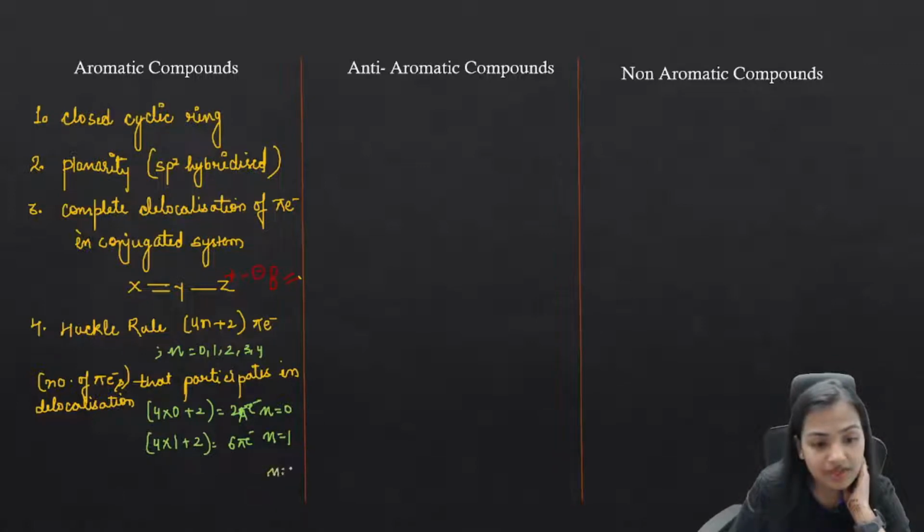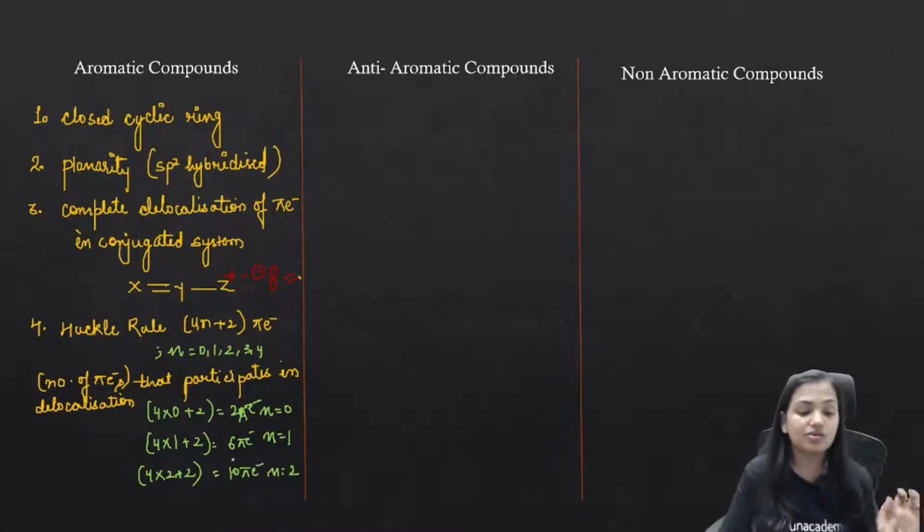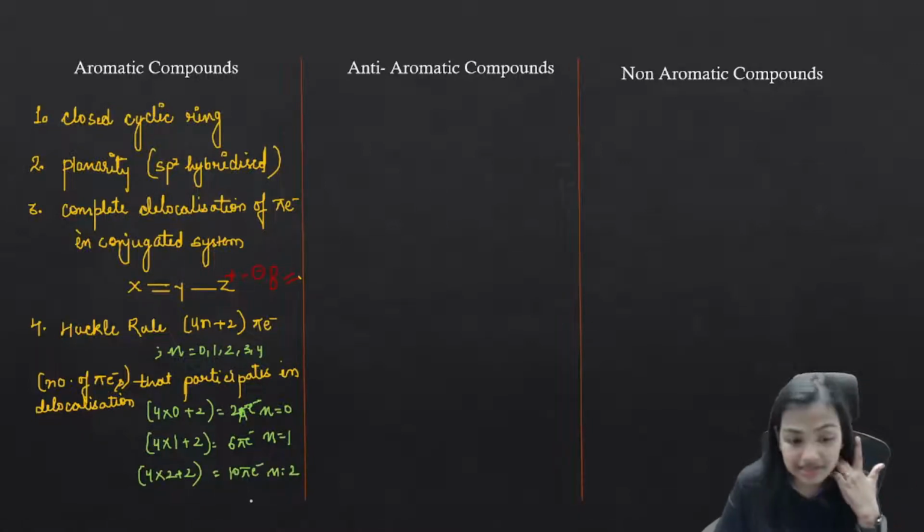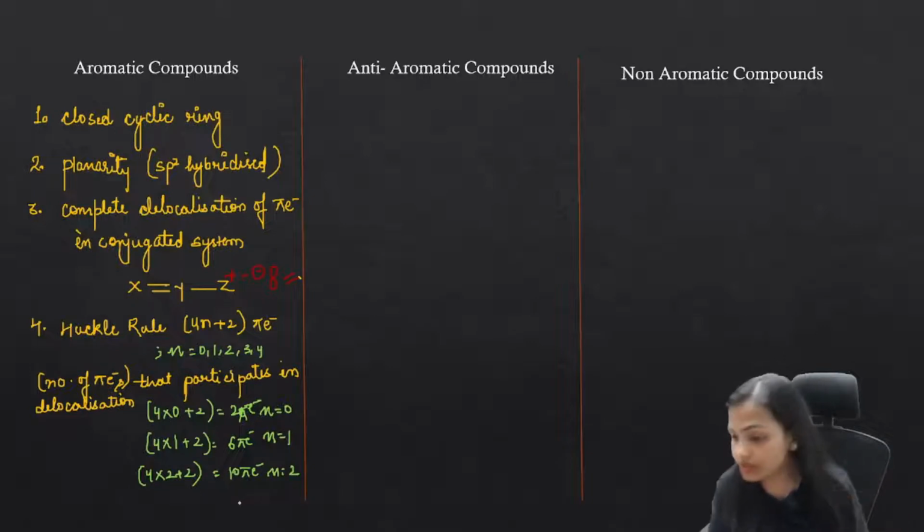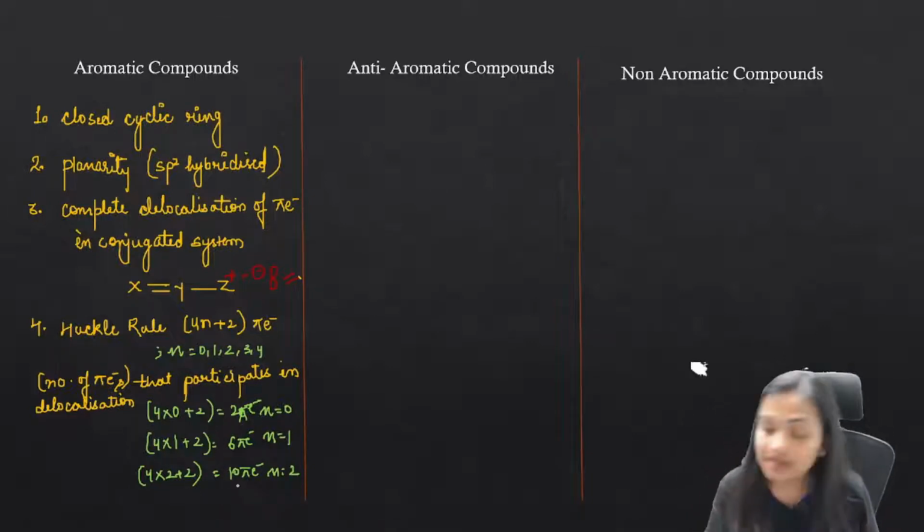If I take n equal to 2, here I will get 4 into 2 plus 2, that is 8 plus 2, 10 pi electrons. So if we are getting 2, 6 or 10 pi electrons, then yes, the Huckel rule is being obeyed. Is it clear, Vishnu?